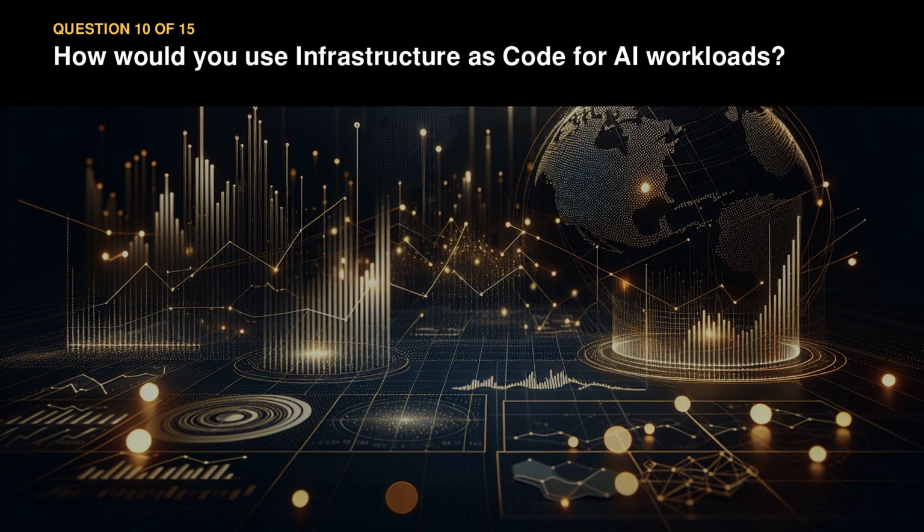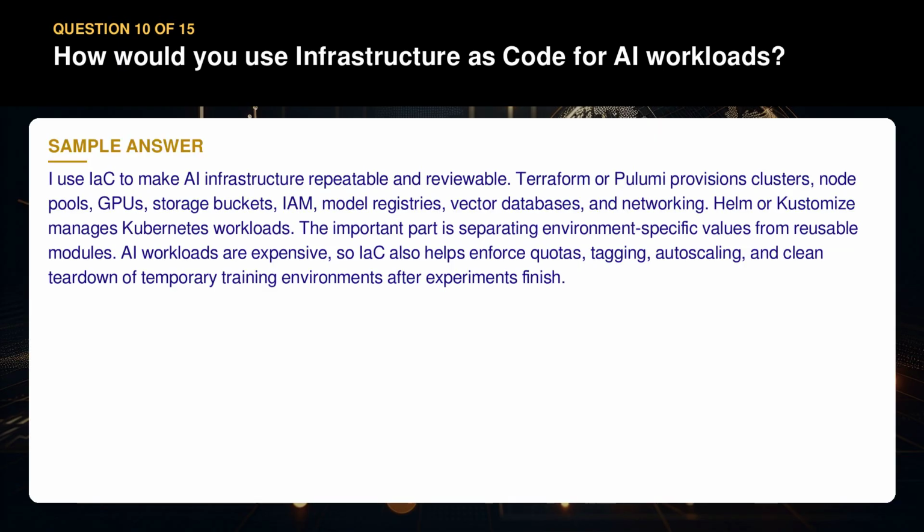Question 10. How would you use infrastructure as code for AI workloads? I use IaC to make AI infrastructure repeatable and reviewable. Terraform or Pulumi provisions clusters, node pools, GPUs, storage buckets, IAM, model registries, vector databases, and networking. Helm or Kustomize manages Kubernetes workloads. The important part is separating environment-specific values from reusable modules.